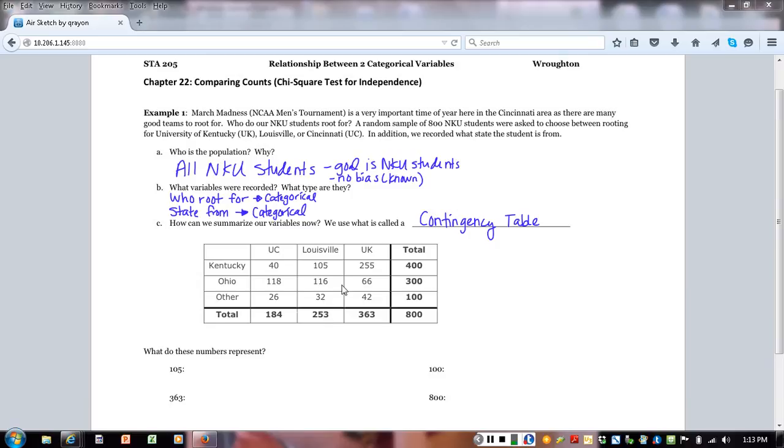So let's talk about what some of these different numbers represent. First, we're going to talk about the numbers here in the middle, the ones that are unbolded. For example, 105 is one of those numbers that's not bolded. So what would that 105 tell me? That's my number of NKU students sampled who were from Kentucky, I'm sorry, and root for Louisville. So the numbers in the middle give us where they're from and who they root for. We get both things in one number.